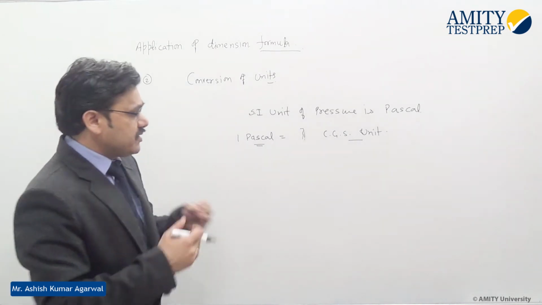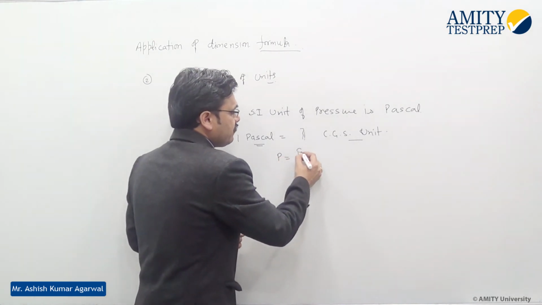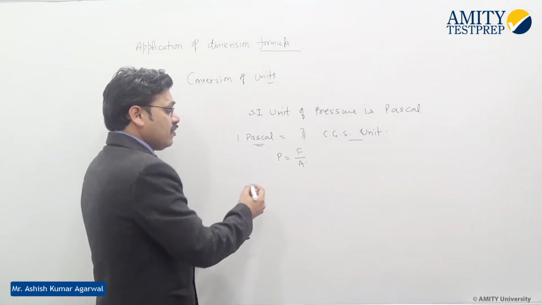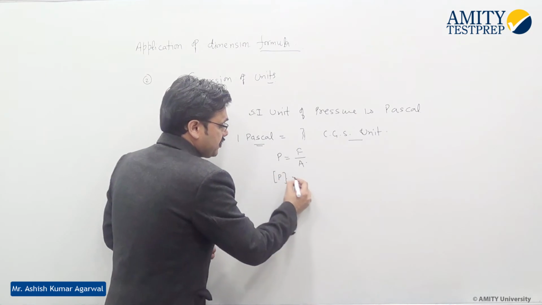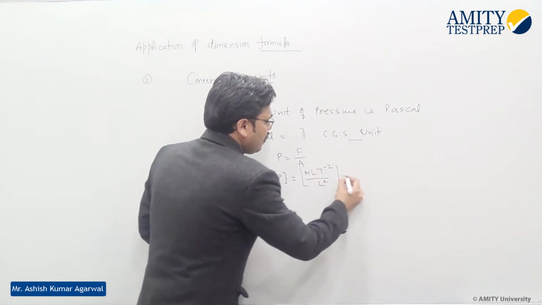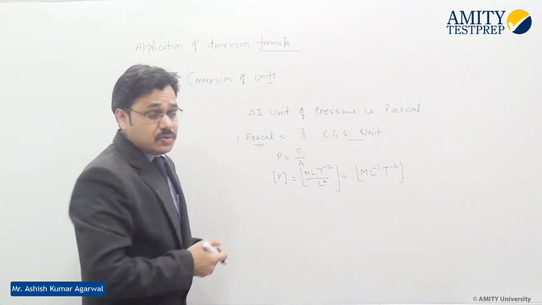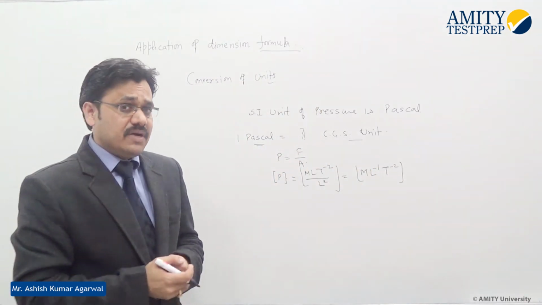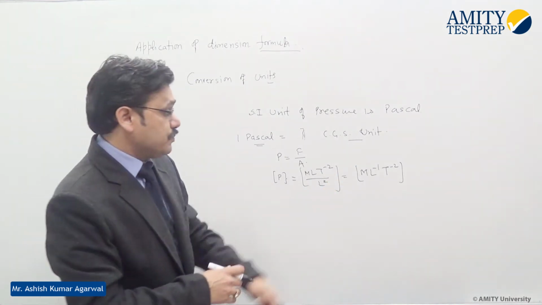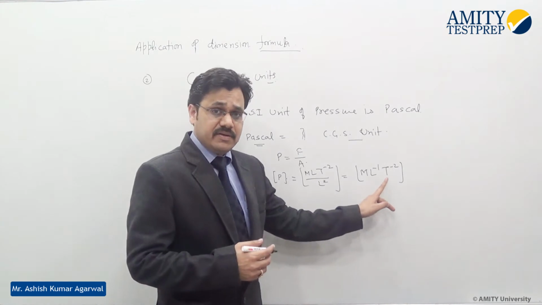How can we get this? For this we have to proceed. First of all, I have to write down the formula for pressure, that is pressure equals force upon area. Then I have to find the dimensional formula for pressure. For that I write down the dimension of force, then area, and from that I get M L^-1 T^-2. You have to remember this too, because when you go to the dimensional system you have to find the dimension of pressure, that is M L^-1 T^-2, where M stands for mass, L for length, T for time.